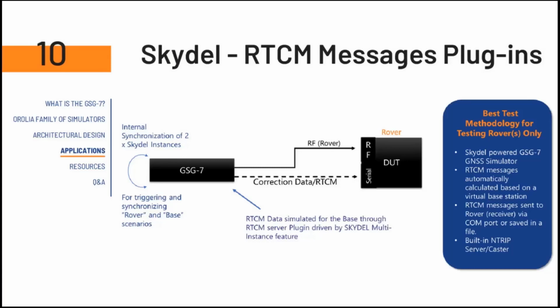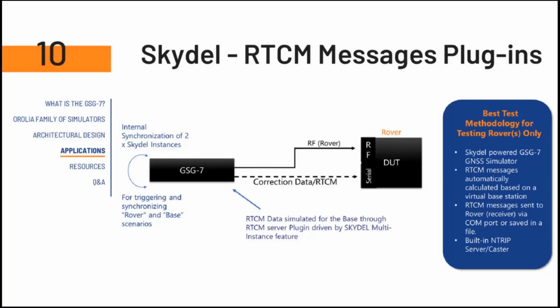So with the GSG-7, with 1 RF output, we can still do RTK testing, but we do this method of RTK testing, where the GSG-7 is sending the RF information to the rover receiver, just as a normal simulation. But at the same time, out of the data port, we're going to be simulating that correction data as if it was coming from a virtual base station. We'll be sending that over to the receiver under test, and that's how it's able to get its correction information and get that precise positioning that we're looking for out of RTK. So this method is still possible even with the GSG-7.